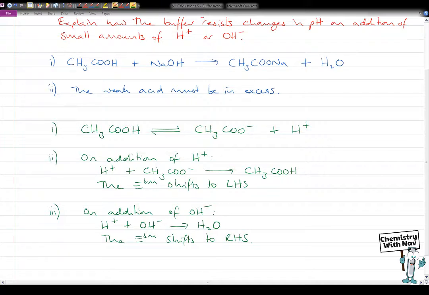So what we have here is sort of two sections. Very often this is asked as a 5-mark question, and the 5 marks would be 1, 2, 3, 4, 5. Sometimes it's a 7-mark question where you will then have the additional 2 parts above.